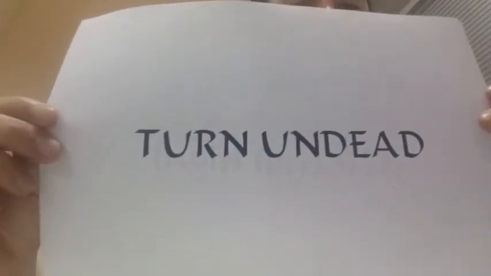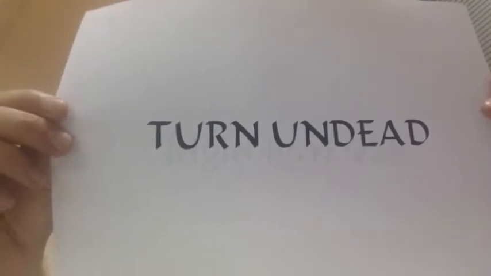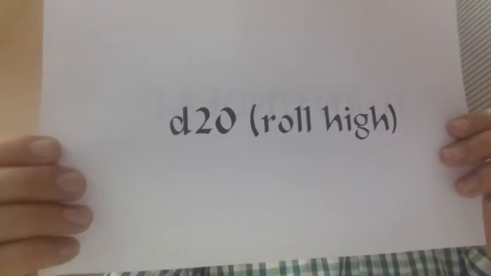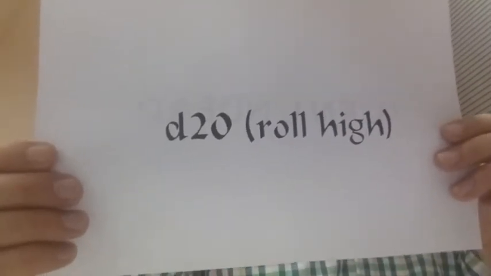And if you're going to turn undead, you're a cleric, you're a paladin, you're turning those undead. You also roll a D20, and you roll high. Although there is a special table to refer to see what happens. So, not too bad, really. Most of the time in combat, you're rolling a D20, you roll high. The exception being initiative, where you roll D10, you roll low.